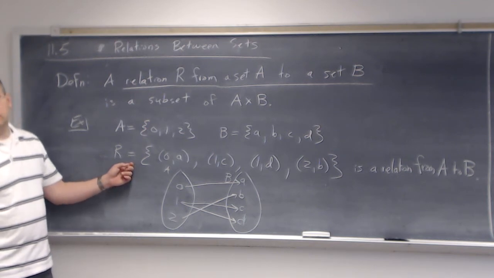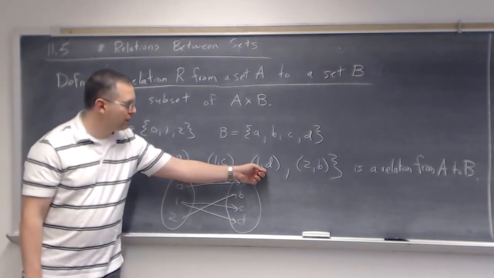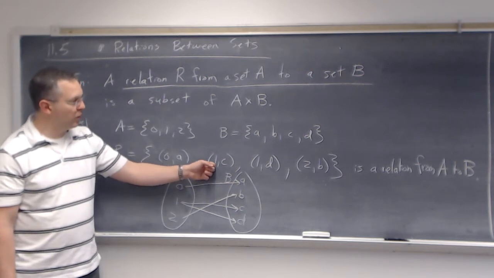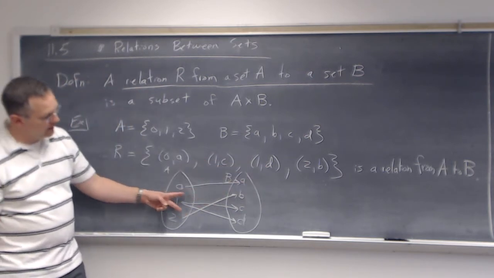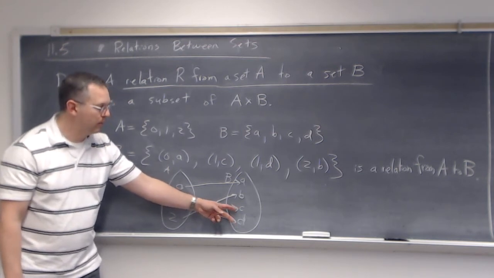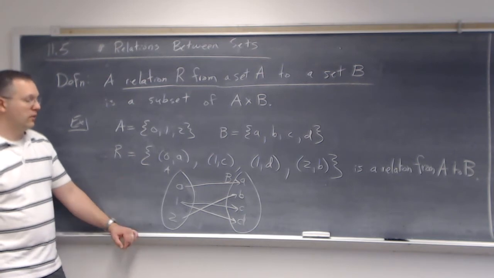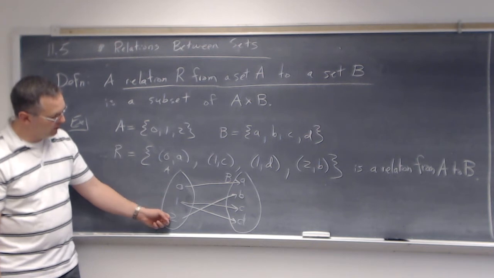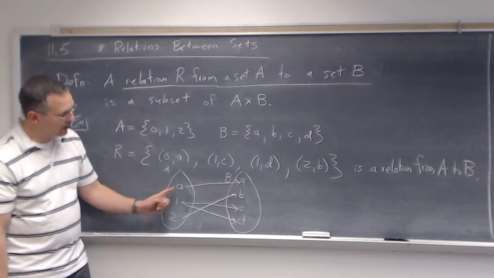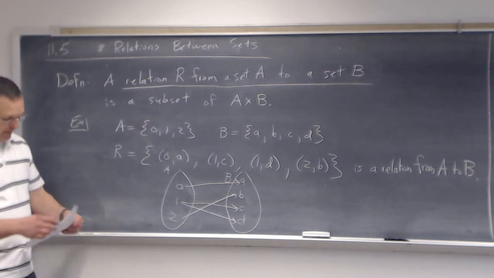This relation is not a function. We'll see that in a few minutes. This is a violation of the rules of a function. There's a point 1C and a point 1D, so one point in A is getting matched up with two different elements of B. So this is not a function for that reason. For a function, each one of these coordinates will be matched up with exactly one element of B.